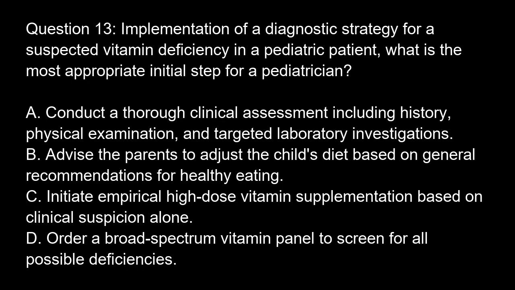Question 13. Implementation of a diagnostic strategy for a suspected vitamin deficiency in a pediatric patient. What is the most appropriate initial step for a pediatrician? Option A. Conduct a thorough clinical assessment including history, physical examination, and targeted laboratory investigations. Option B. Advise the parents to adjust the child's diet based on general recommendations for healthy eating. Option C. Initiate empirical high-dose vitamin supplementation based on clinical suspicion alone. Option D. Order a broad-spectrum vitamin panel to screen for all possible deficiencies.